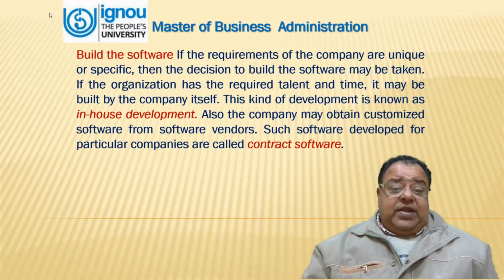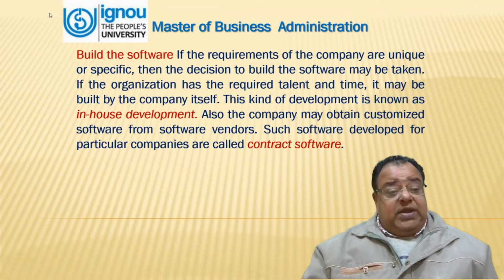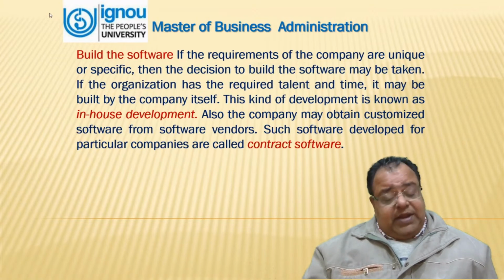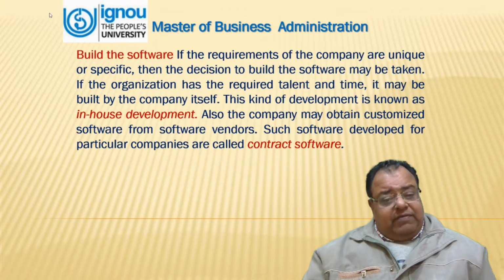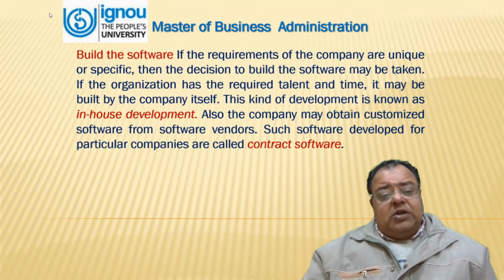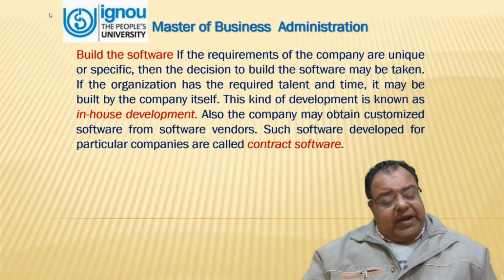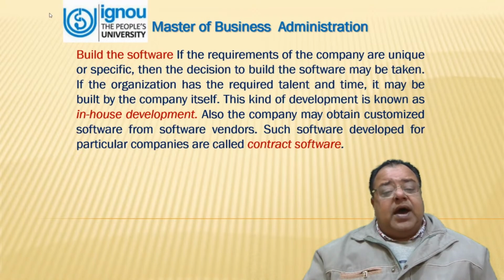Build the software. If the requirements of the company are unique or specific, then the decision to build the software may be taken. If the organization has the required talent and time, it may be built by the company itself. This kind of development is known as in-house development. Also, the company may obtain customized software from software vendors. Such software developed for particular companies is called contract software.